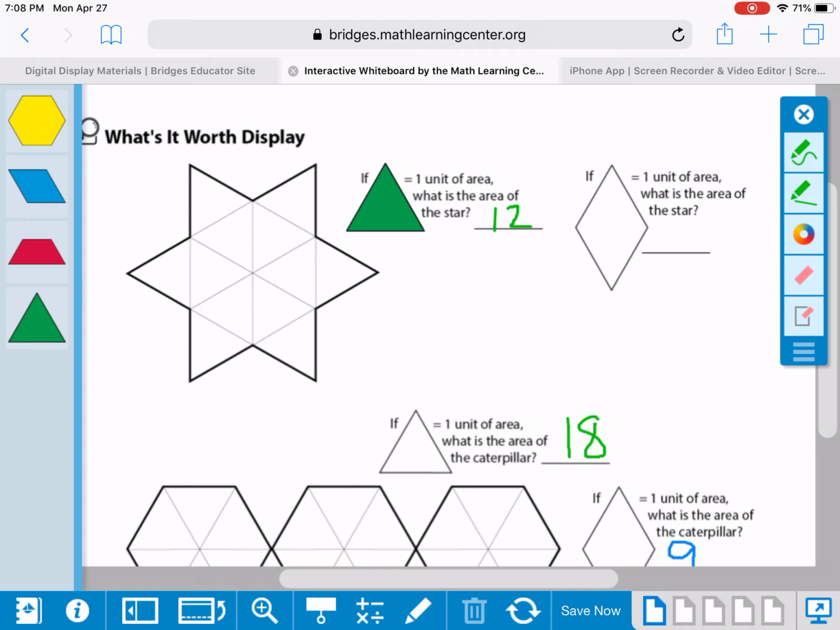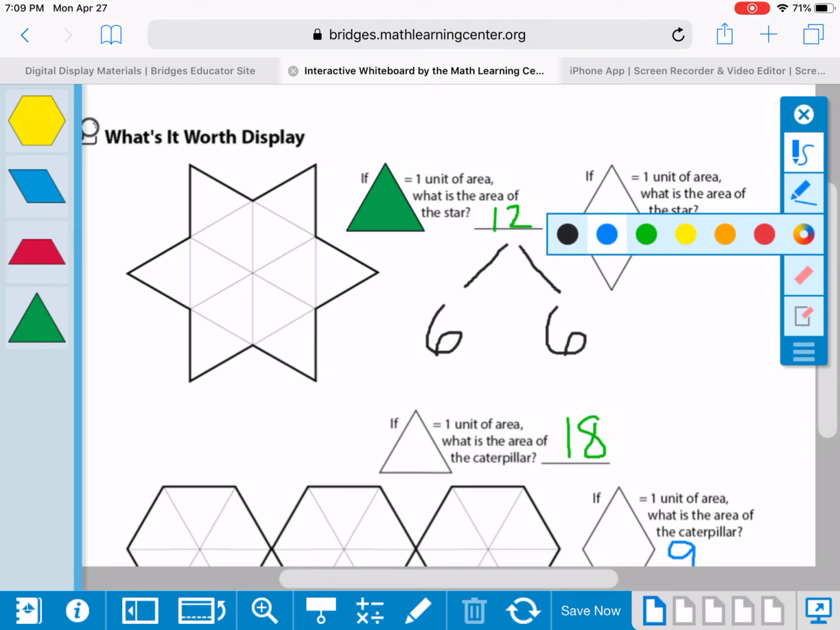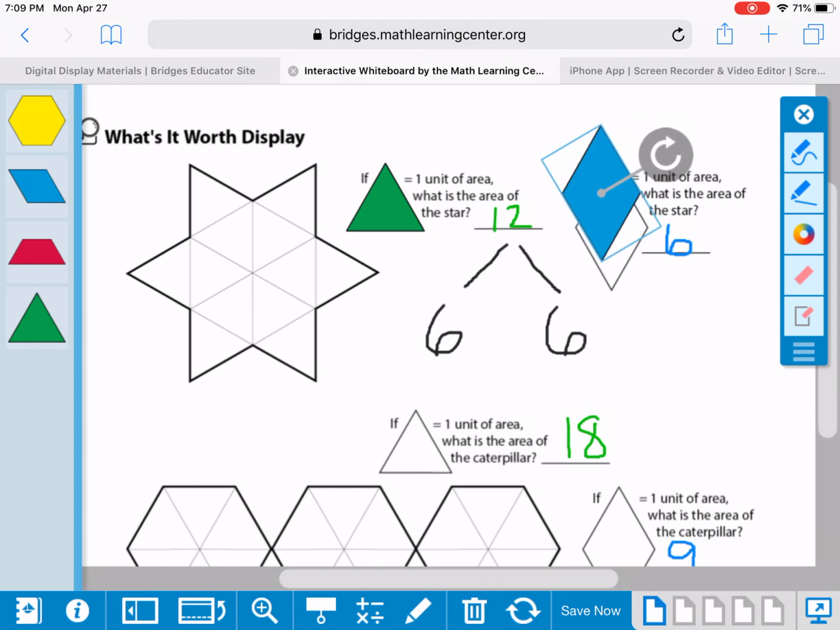Oh, well, if you're a thinker, Miss Tyne just gave you the answer, but I'm still going to show you. You can take that 12, and we know how to split it right in half. It's a double. So we'd have 6 and 6. If it takes half as many rhombuses than triangles, we already know that it's going to be 6 rhombuses. If 1 rhombus equals 1 unit, the area of the star is 6.